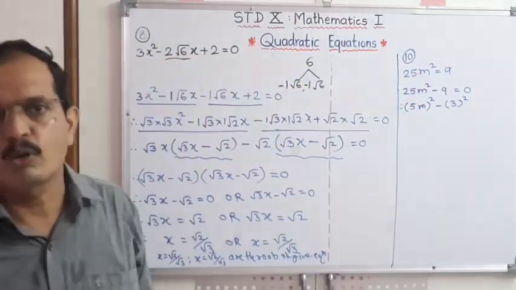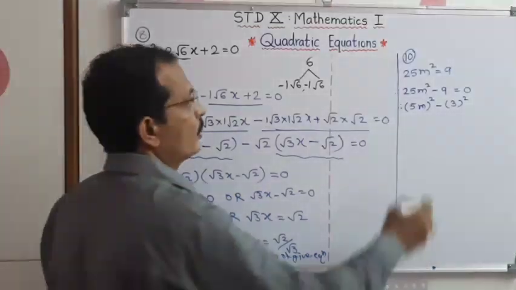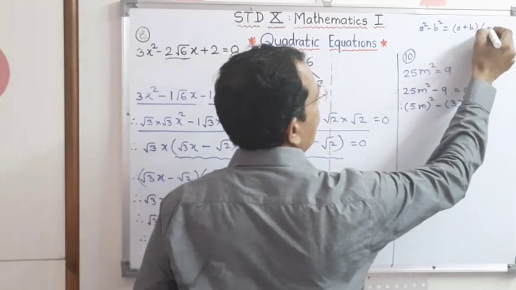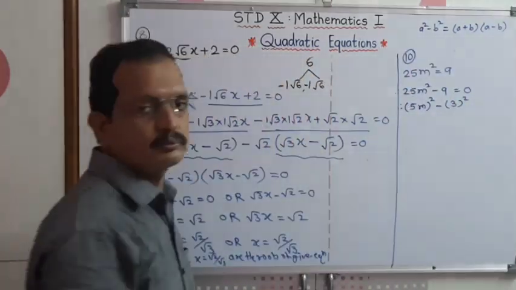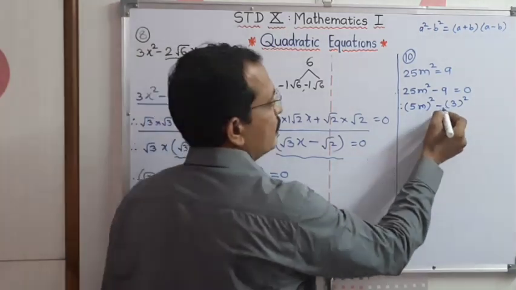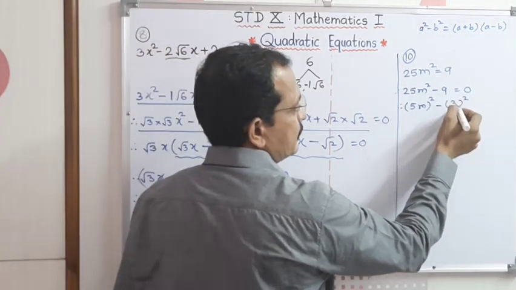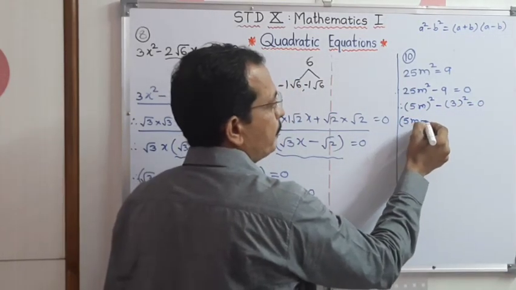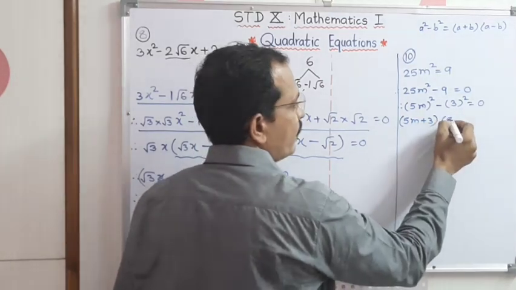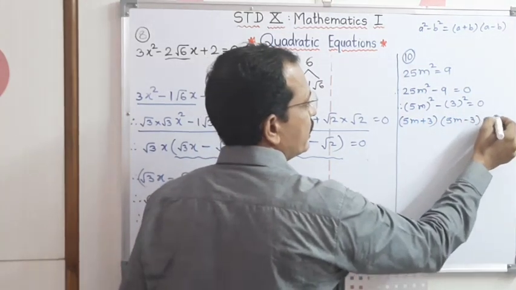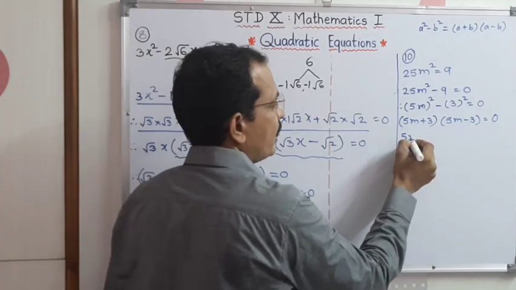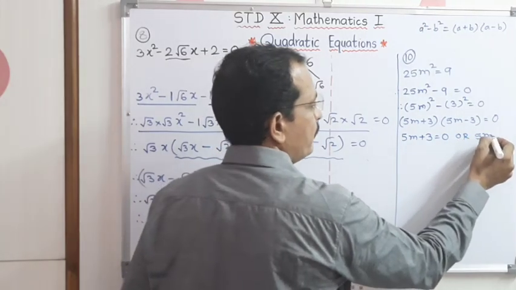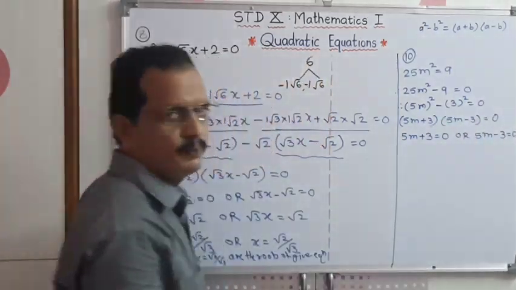Therefore we write it in the form of a square minus b square. All of you know that a square minus b square is equal to (a plus b)(a minus b). Same way, (5m) square minus 3 square is equal to 0. Now we can write (5m plus 3) in one bracket, (5m minus 3) in another bracket, equal to 0. Therefore 5m plus 3 equal to 0, or 5m minus 3 equal to 0.